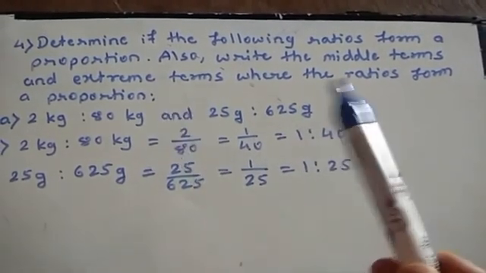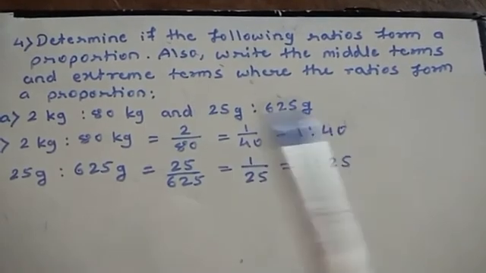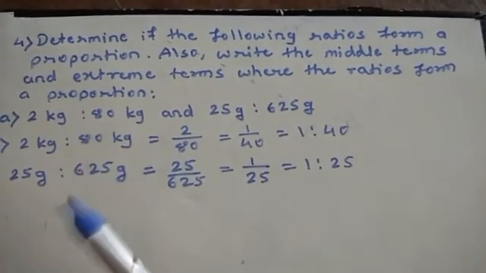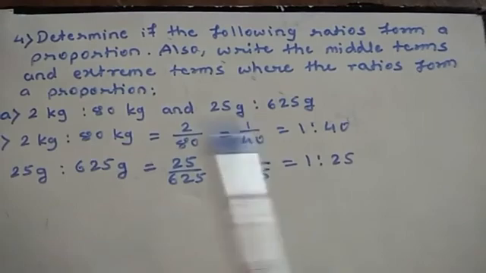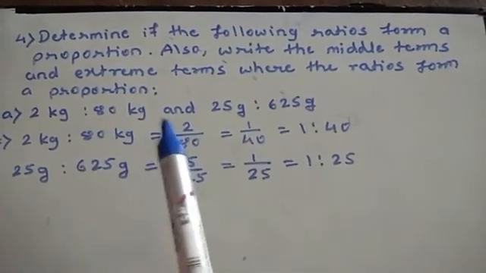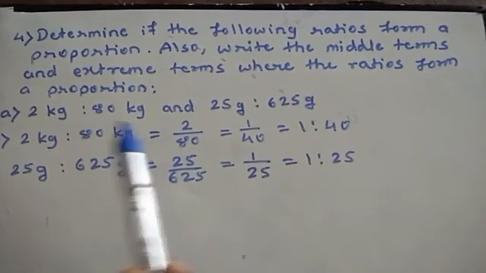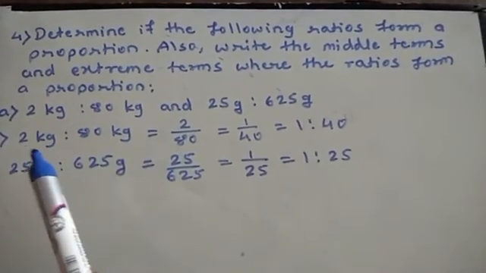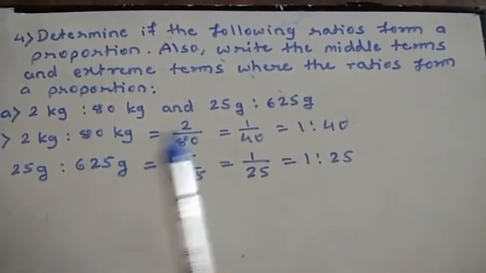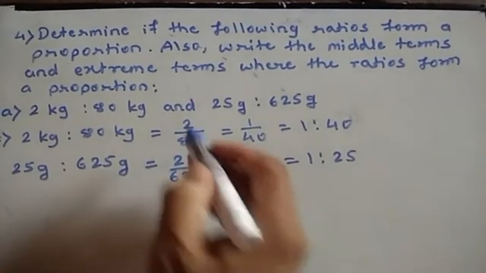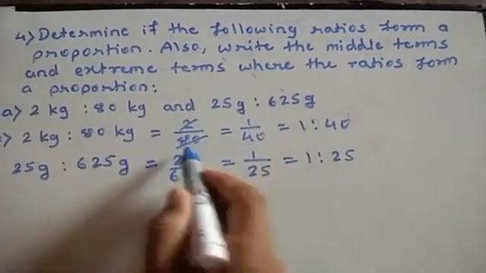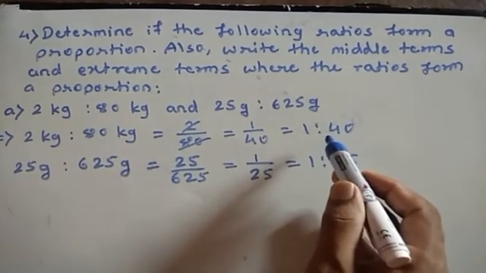Now the next question is: determine if the following ratios form a proportion. Also write the middle terms and extreme terms where the ratios form a proportion. Here, the given terms are 2 kilogram is to 80 kilogram and 25 gram is to 625 gram. Take the first two terms as the first ratio: 2 kilogram is to 80 kilogram, that is 2 upon 80. Now we can see 2 ones are 2 and 2 40s are 80. So the first ratio we got as 1 is to 40.